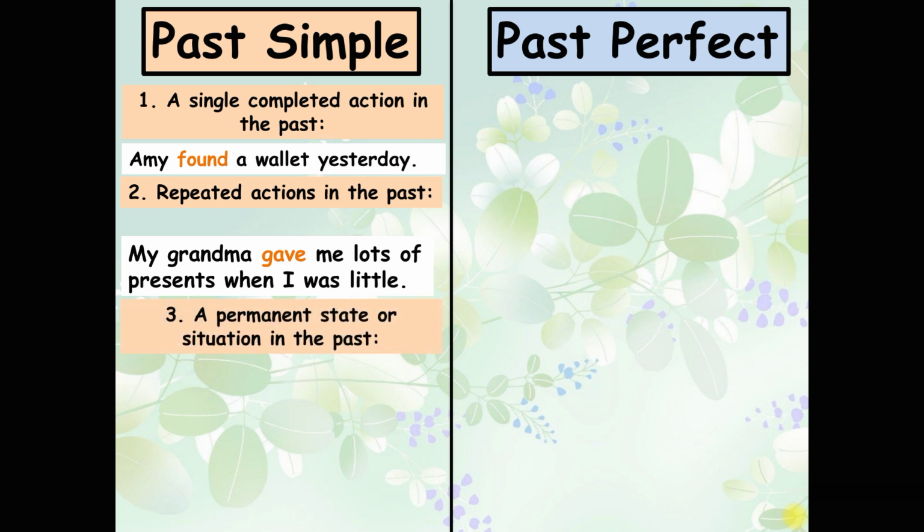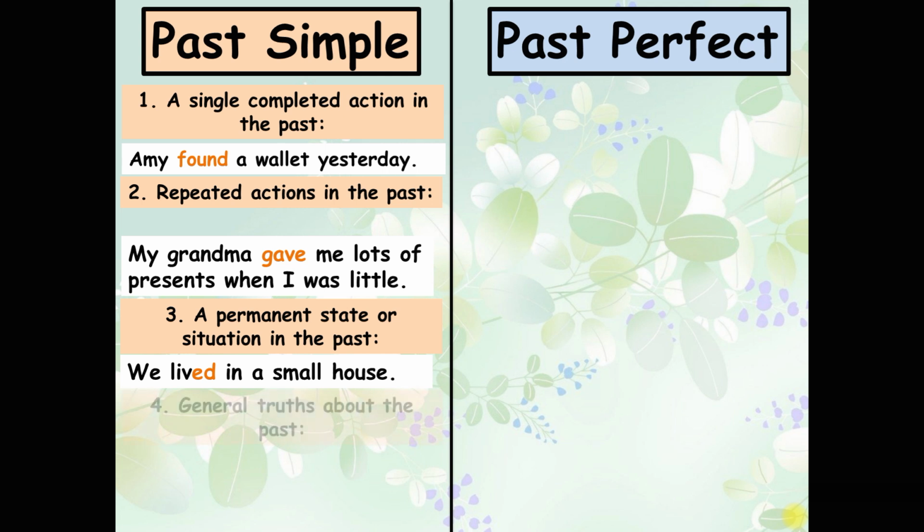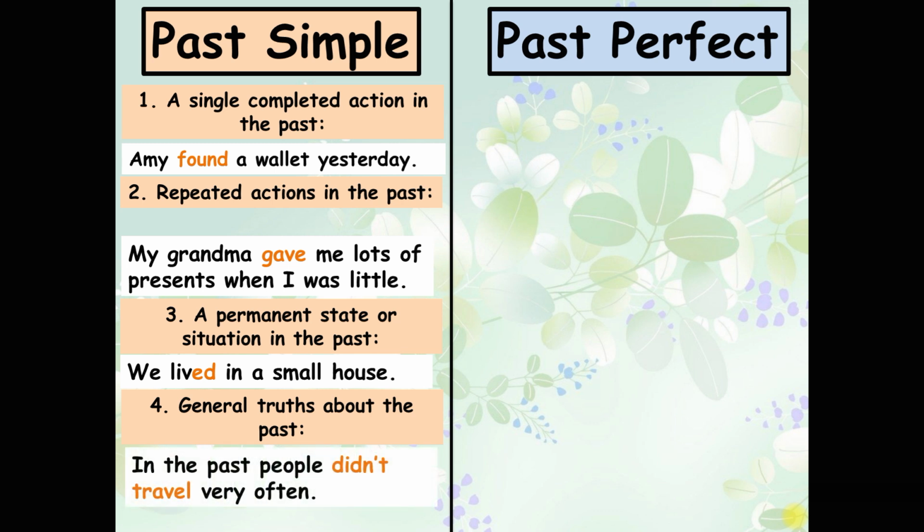The next situation when you need the past simple is a permanent state or a situation in the past. For example, we lived in a small house. And finally, when we talk about general truths about the past, we also use the past simple. In the past, people didn't travel very often. All in all, the past simple is not a difficult tense to understand. It's either a single action or a repeated action in the past, and it can also be a state, a situation, or a general truth about the past.